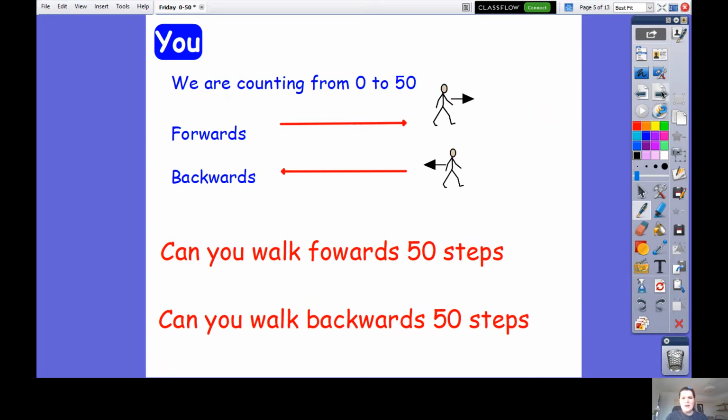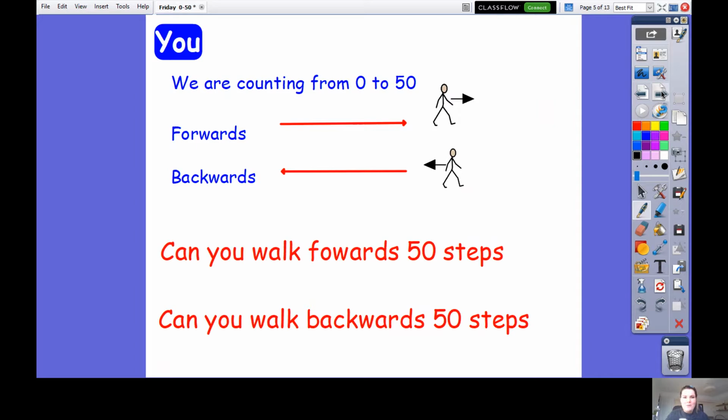Before we move on to looking at our number grid, I want you to see if you can walk forwards 50 steps. So you're going to have to count, and then you're going to need to go backwards 50 steps, okay? So I'm going to count with you. Are you ready? We're going to go forwards first. 1, 2, 3, 4, 5, 6, 7, 8, 9, 10, 11, 12, 13, 14, 15, 16, 17, 18, 19, 20. Keep going.